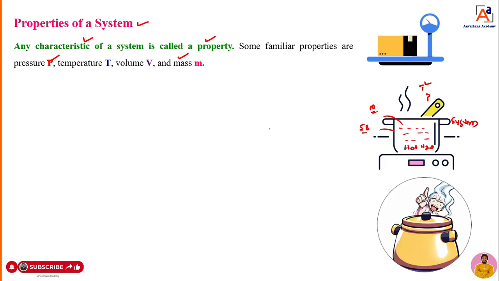When that mass is there, that mass is going to have some volume. That volume we can call a property of a system or a characteristic of a system. These are all what you can consider when you are going to consider a system.